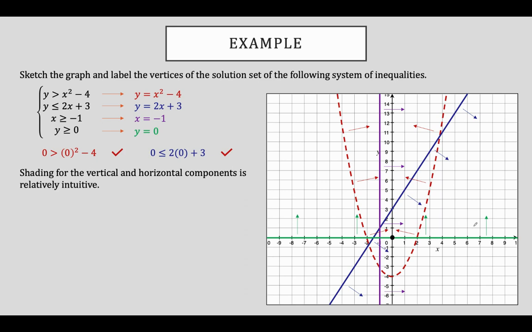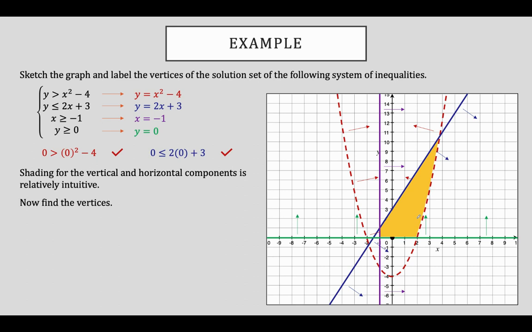Now we have to figure out where our shading is going to overlap. We want to shade inside of the parabola, below and to the right of this line with a slope of 2, to the right of our line x equals negative 1, and above our horizontal line y equals 0. That gives us this region right in here. So we've shaded in our solution set.